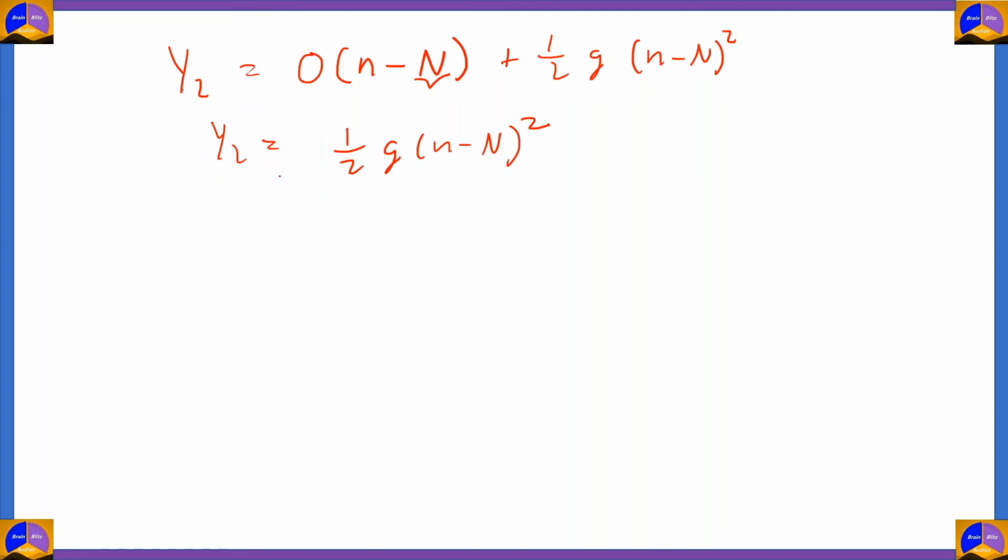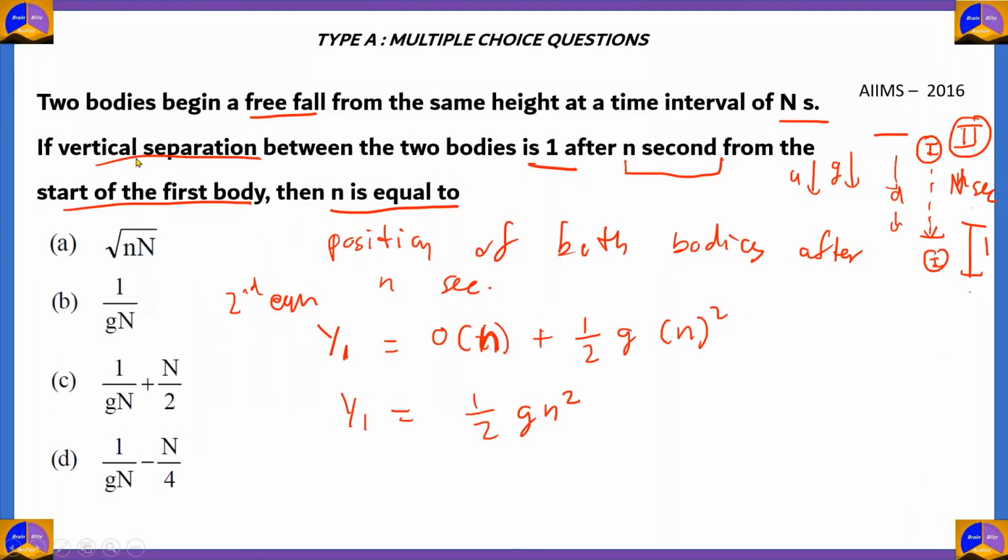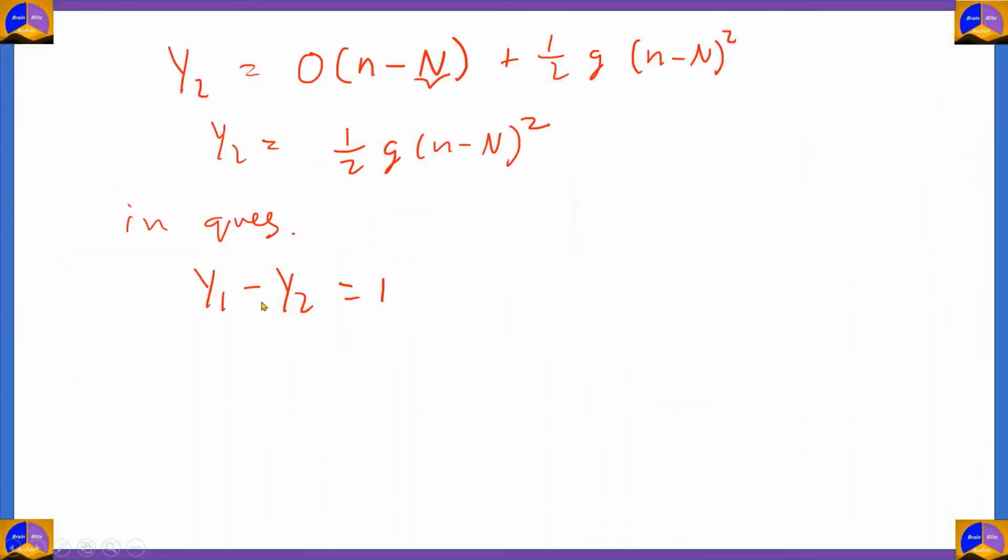So we know the value of y1 and y2. In our question, it is given that the value of y1 minus y2 is equal to 1. Vertical separation between the two bodies is 1 after n seconds. And that's why we took the time period of n seconds in order to get this vertical separation as 1. So the difference between the position of the first body and the position of the second body, which is termed as vertical separation, is equal to 1.